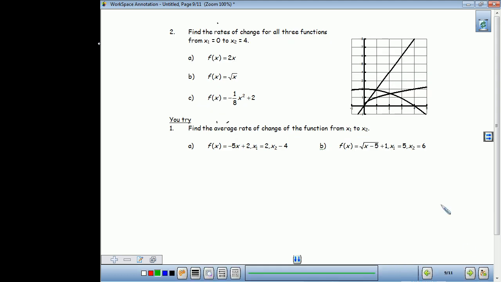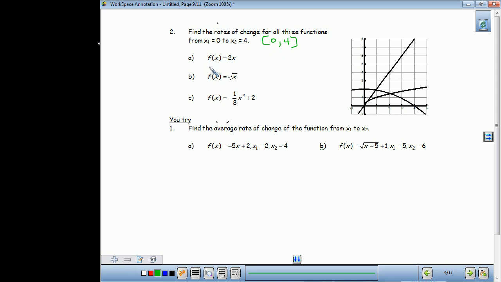Yep. Okay, so on this one, find the rates of change for 3 different functions. So this is over an interval from 0 to 4. Now, could I have written this interval like this, from 0 to 4? Yeah. From 0 to 4, what is the rate of change?